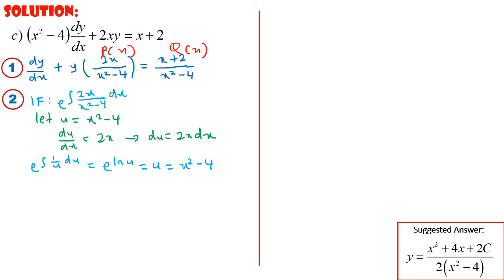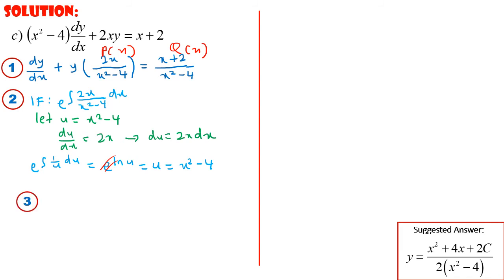Okay. In this case, between e and ln, it doesn't have anything. No negative and whatsoever coefficient. So we can straight away cancel out e and ln. So we get u. And then don't forget to substitute back u with x squared minus 4. So this is our integrating factor, x squared minus 4.